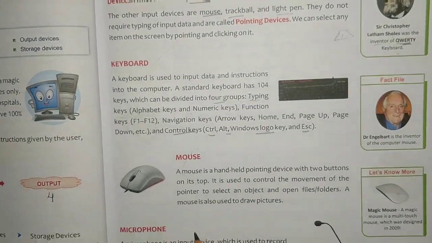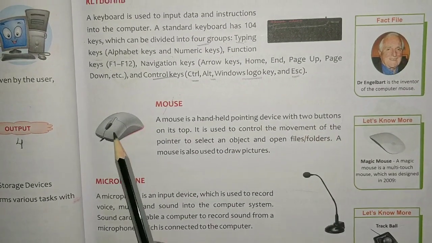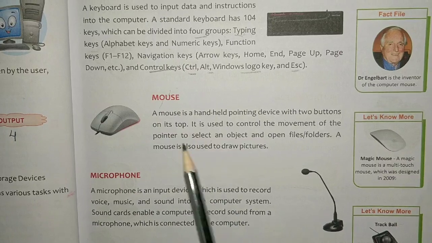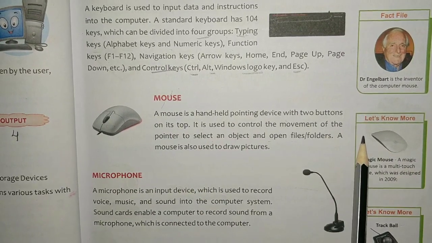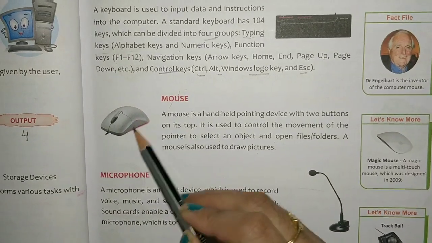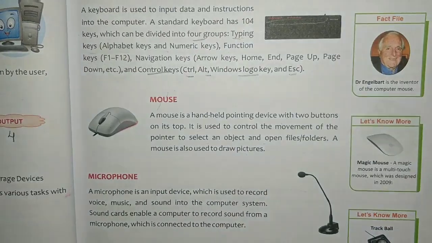Now coming to the mouse. A mouse is a handheld pointing device with 2 buttons, left side and right side. It is used to control the movement of the pointer to select an object and open files. A mouse is also used to draw pictures. You already know, with the help of this we control the movement of our cursor.